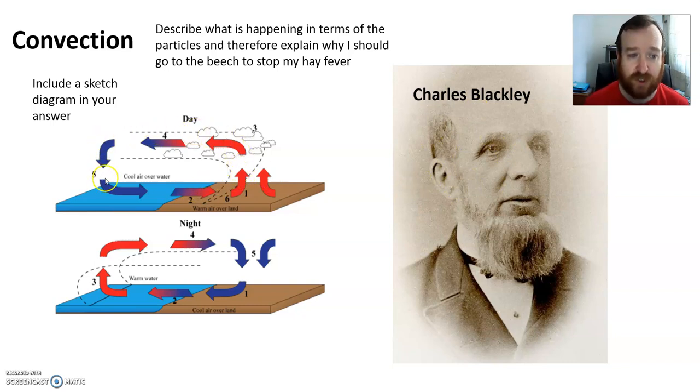I want you to describe what's happening in here in terms of convection and the particles and energy transfers and heating. I want you to describe what's happening in this convection current and therefore describe why, if I went to the beach, my hay fever wouldn't be quite so bad. Okay, you're going to have to include a sketch diagram. At least one. It might be that your explanation is just pictures described.